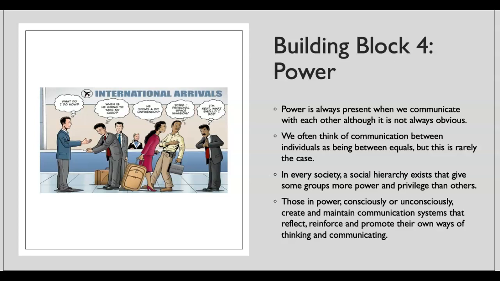Those in power, consciously or unconsciously, create and maintain communication systems that reflect, reinforce, and promote their own ways of thinking and communicating.